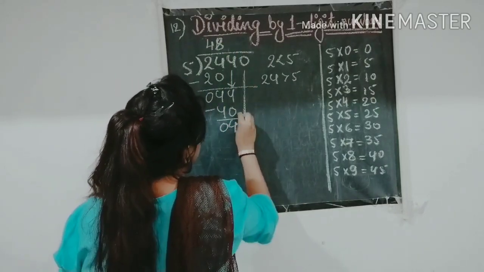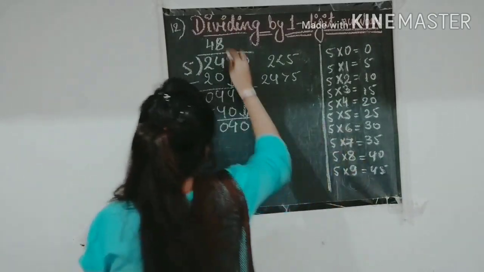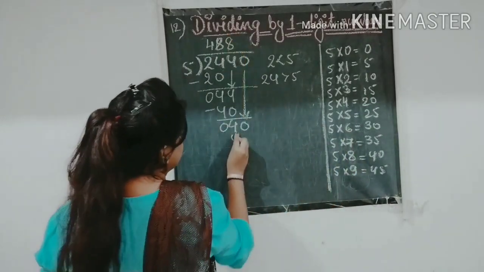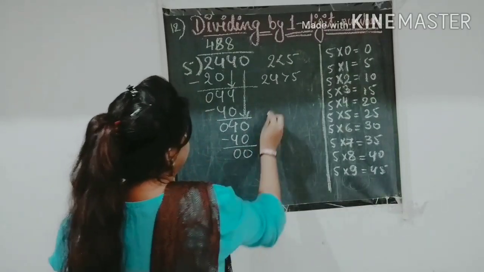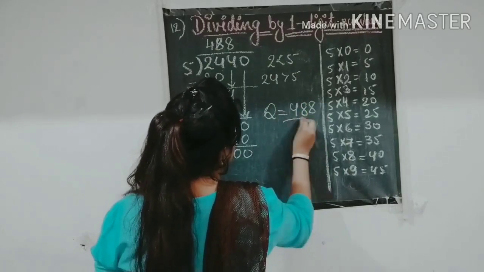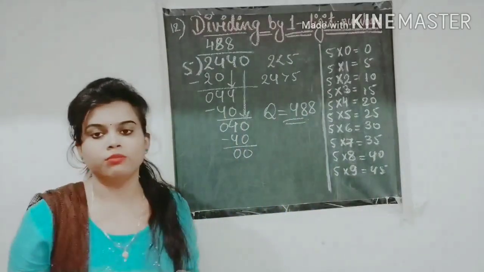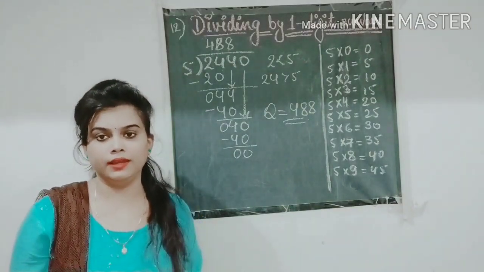Now 4 and 0 will come down. We have 5 8s are again 40. So this will cancel it out completely. And the quotient will be 488. So like this you have to solve all the rest of the questions of this page number 128.